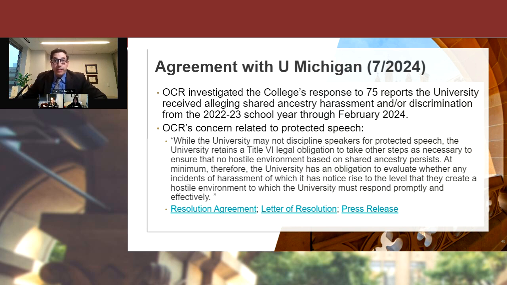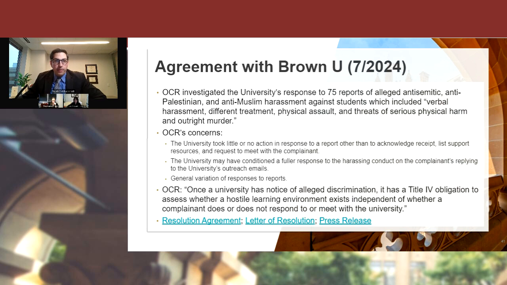Next, agreement with the University of Michigan. Again, this is a large public institution. Here, OCR's concern was the university did not take action based on the fact that it was protected speech, right? And so, as Stephanie went through, while OCR and Title VI make clear that you can't discipline speakers for protected speech, there are obligations under Title VI to take steps necessary to ensure or prevent a hostile environment. So the fact that the university stopped and said, this is protected speech, we're not going further, was what OCR had issue with here.